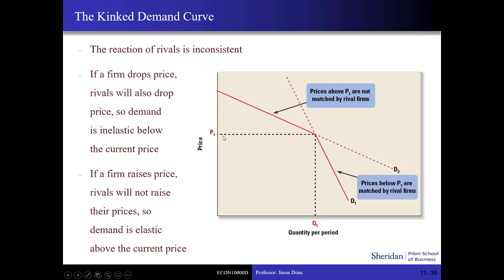So it's elastic. But if this firm lowers its price and tries to steal market share away from its rivals, they're probably going to lower their price too. And so the firm isn't going to be able to get that much more in sales, right? Because the other firms are lowering their price too. And so below P1, the demand curve would be more inelastic. So the firm isn't going to get that much of an increase in sales if it lowers its price. And so you get this sort of kinked demand curve.